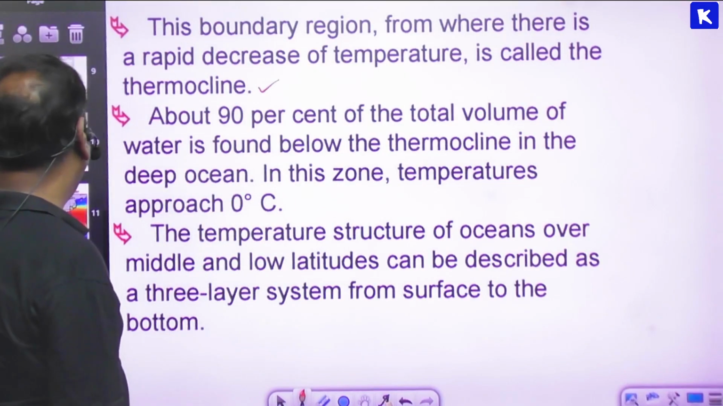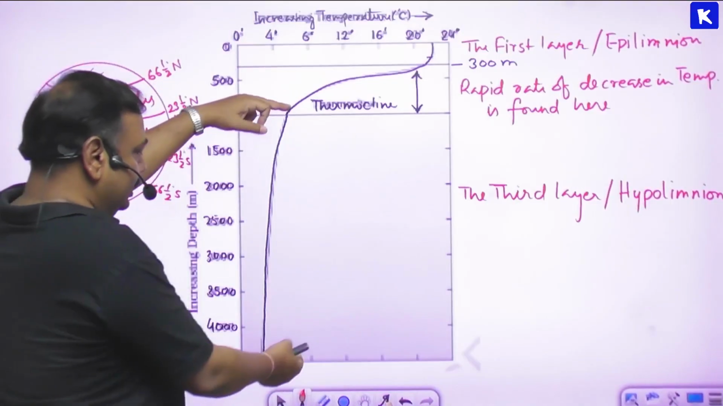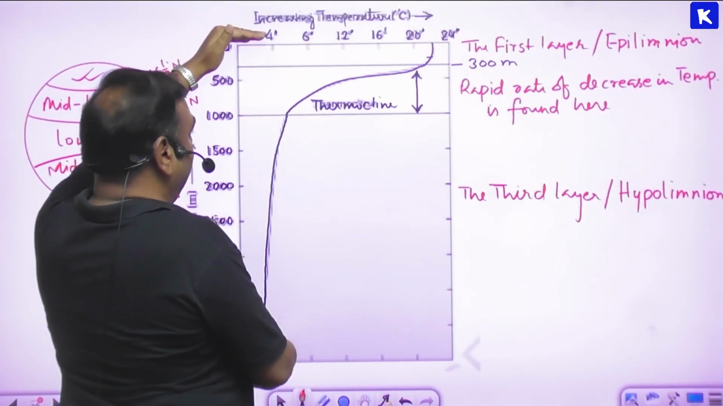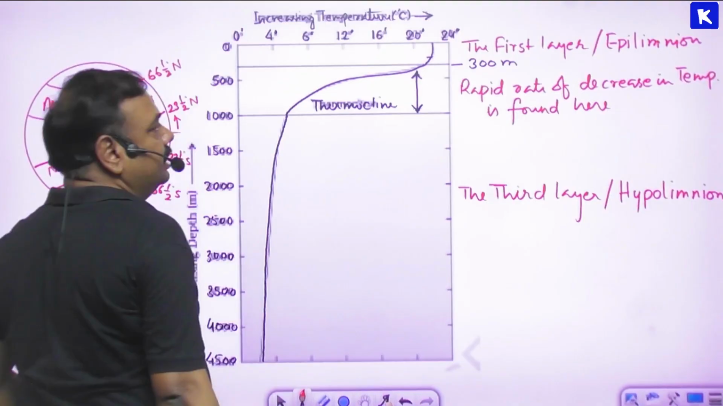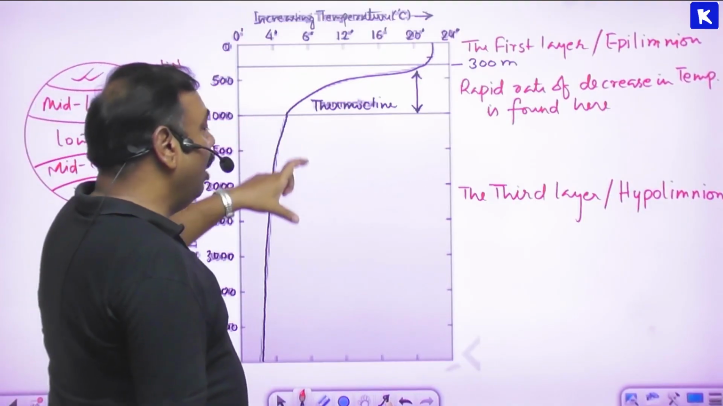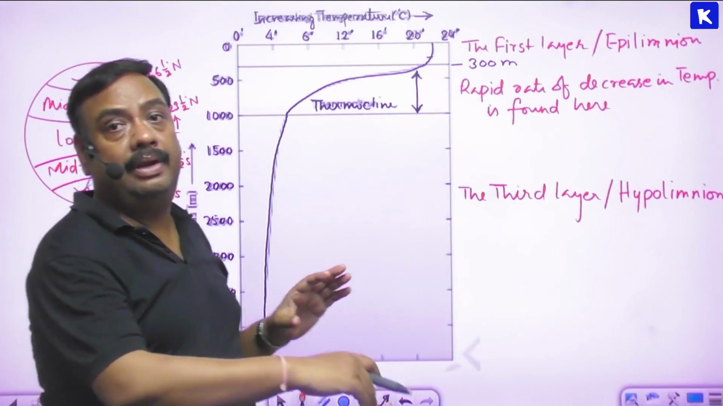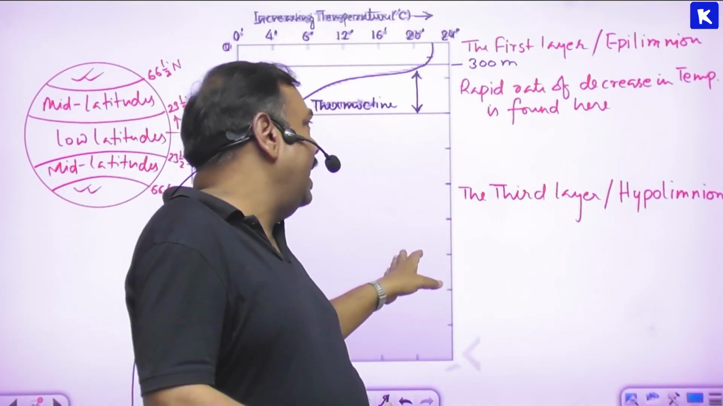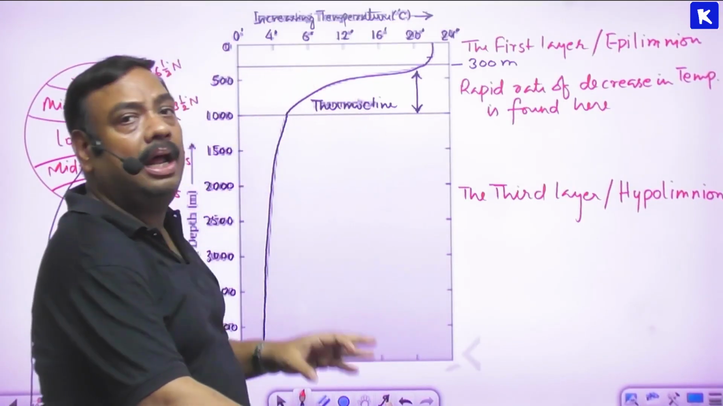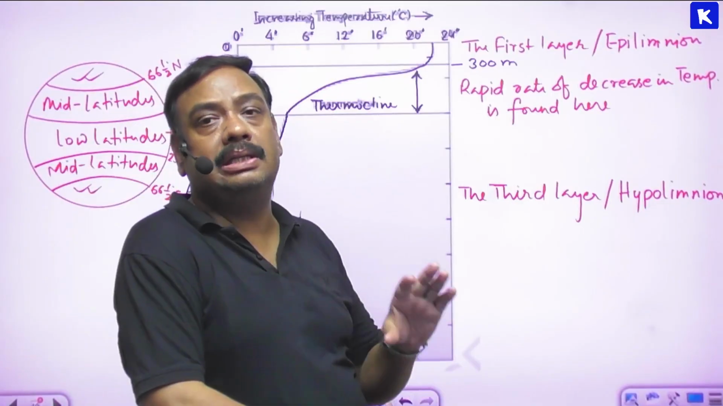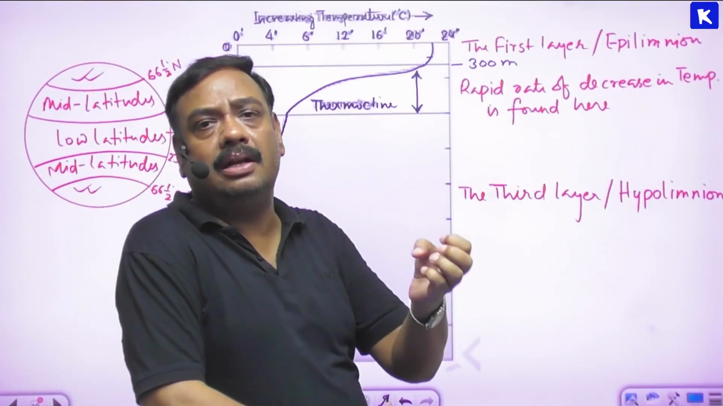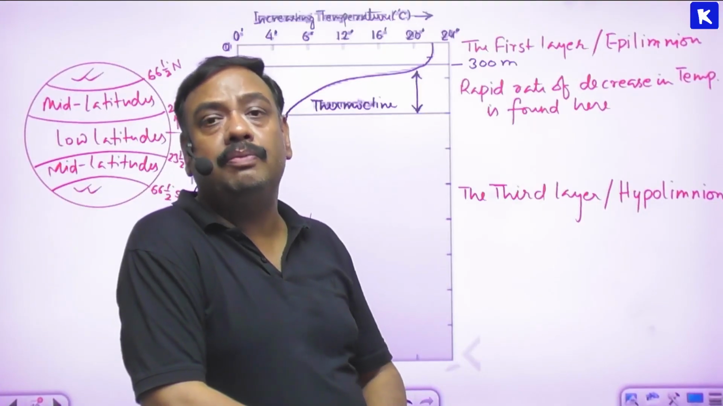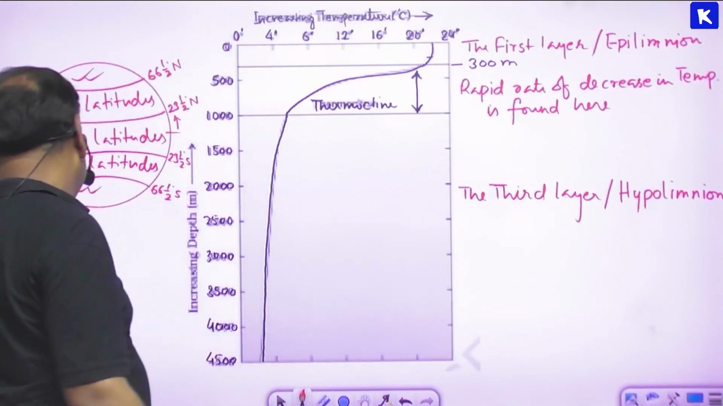I have shown you that this is the third layer, and if the whole depth is almost 4,500 meters from the sea surface, about 3,500 meters of depth comes under the third layer. And so for the whole of the ocean water, about 90% of the ocean water is seen with almost insignificant temperature variation, and the temperature is approaching 0 degrees Celsius, right? That is what is written here. Okay.